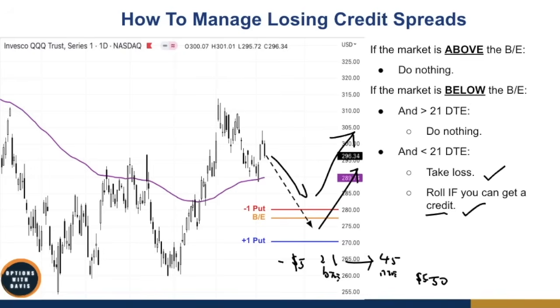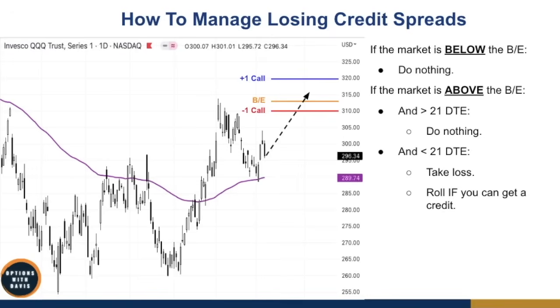Okay, so this is for the put spread. Now, what about for the call spread? Well, the call spread is pretty much just the opposite. If you are bearish on the trade, you put on a call spread. If the market is below the break even, basically you do nothing. Similarly, the break even will be above this time. And if the market is above the break even, then again, we take a look at the 21 days to expiration point. If it's more than 21 days to expiration, you do nothing. And if it's less than 21 days to expiration, you either take a loss or roll if you can get a credit. Simple as that.